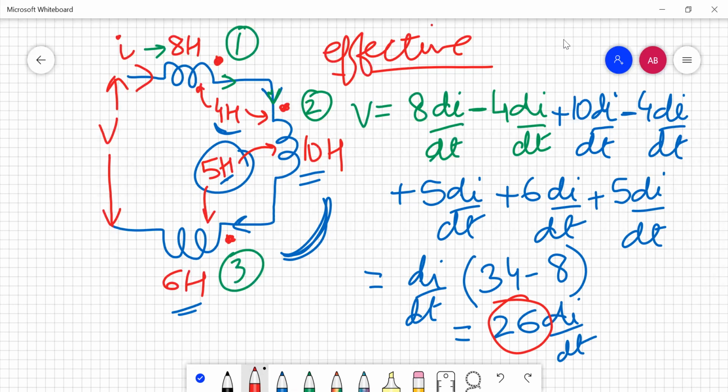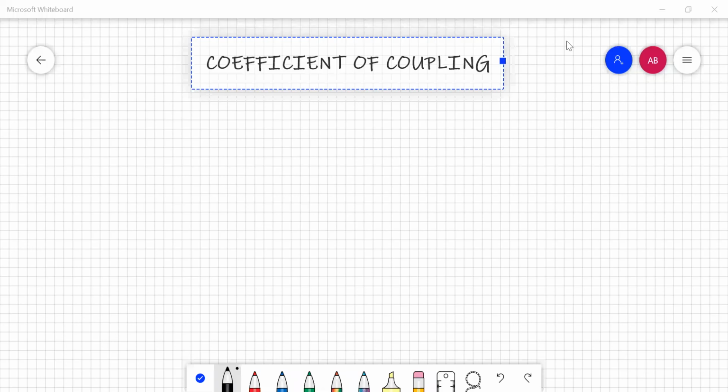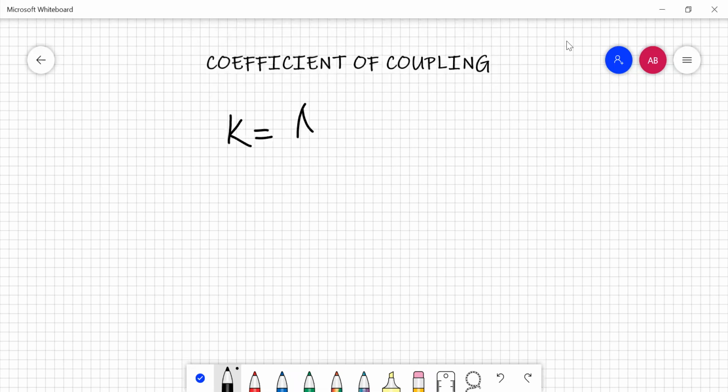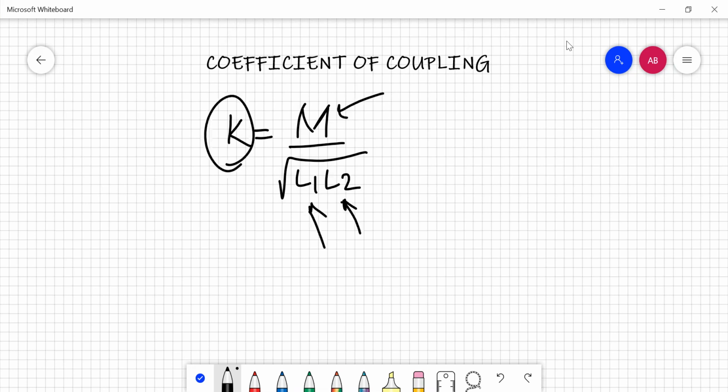So now let's come on to the coefficient of coupling between two inductors. The coefficient of coupling is given as K equals the mutual inductance between the two coils, M, divided by the square root of L1 and L2. So if you are given the values of M, L1 and L2, you can calculate the value of this K. Now, basically, what is the coefficient of coupling?